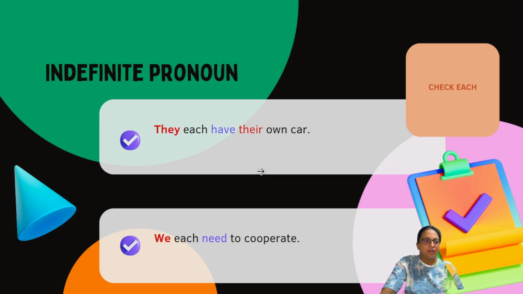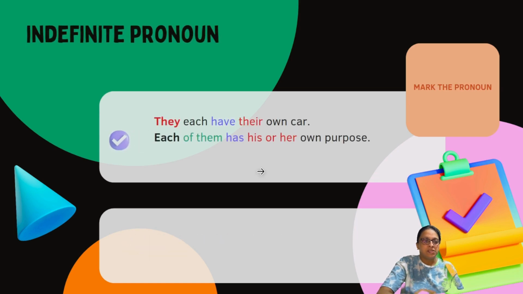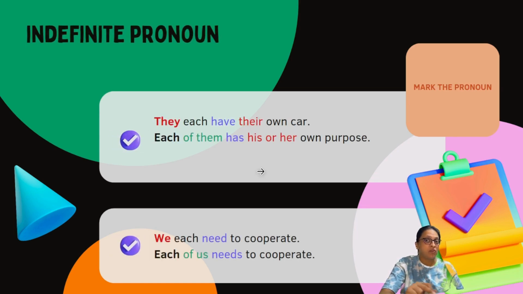Okay? Let's move on. See another way in which we can write the same sentence. In this sentence, "They each have their own car." Now, look at the other sentence. I'm just explaining what I explained in the previous slide. "Each of them has his or her own purpose." This is another sentence. Why again? Why have we, in this sentence, where each is there, used a plural verb?